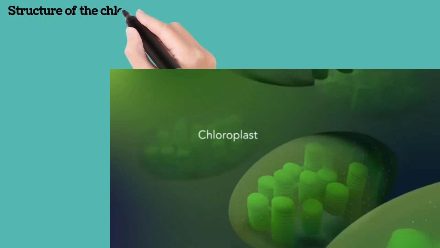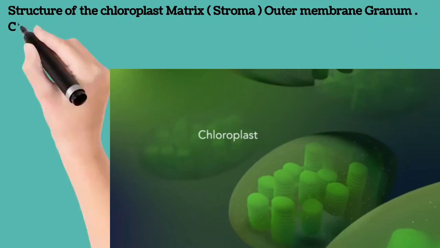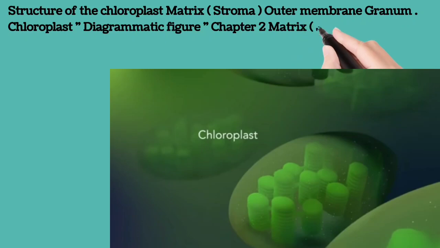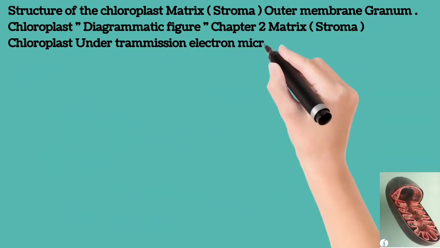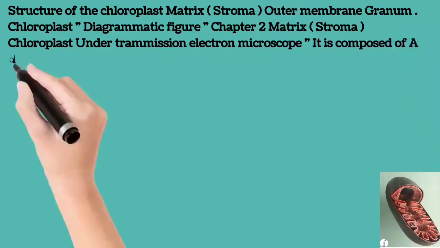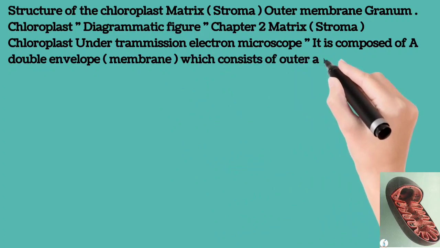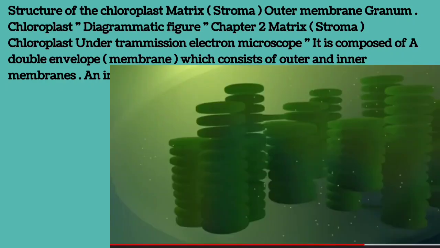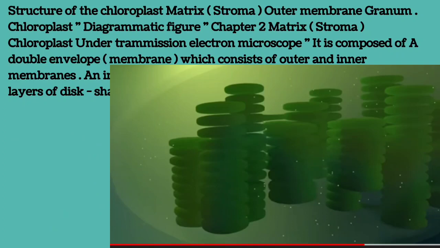Structure of the chloroplast: matrix, stroma, outer membrane, granum. Chloroplast, diagrammatic figure, and chloroplast under transmission electron microscope. It is composed of a double envelope membrane, which consists of outer and inner membranes, and an internal matrix called stroma. Inside the stroma are compact layers of disc-shaped structures known as thylakoids, where each group of them forms what is known as granum.